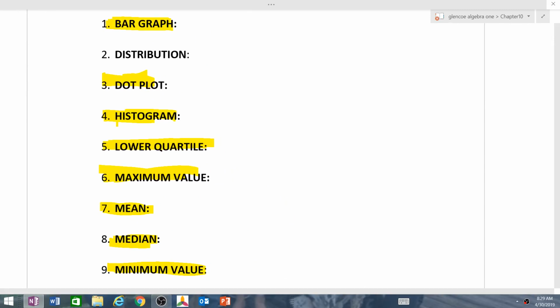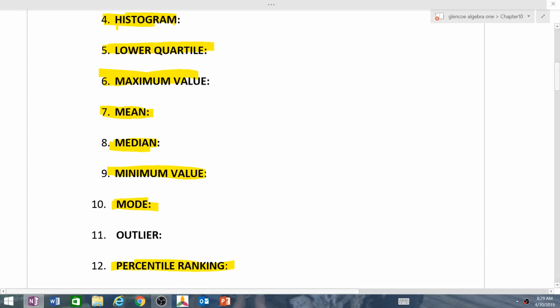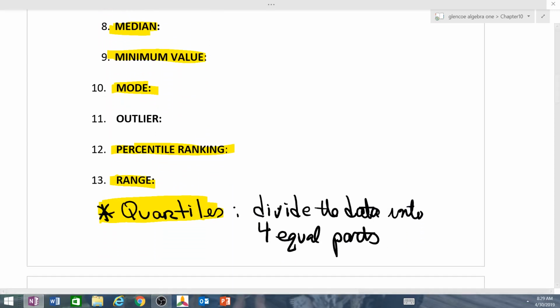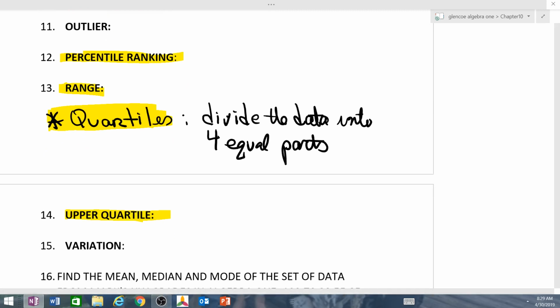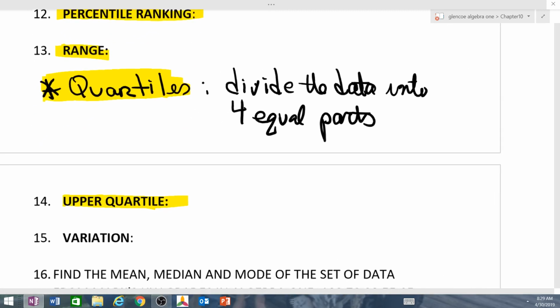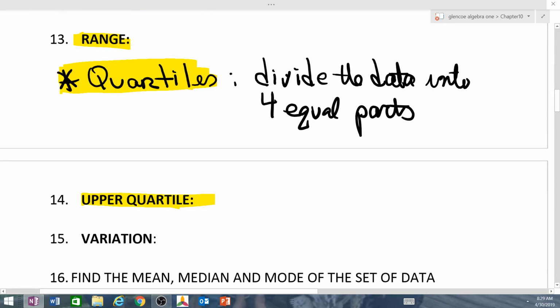You are responsible for bar graph, dot plot, histogram, lower quartile, maximum value, mean, median, minimum value, mode, percentile ranking, range, and then quartiles and upper quartile. If you do not have the definition for a quartile, it divides the data into 4 equal parts. Just think of a dollar. There are 4 quarters in a dollar.